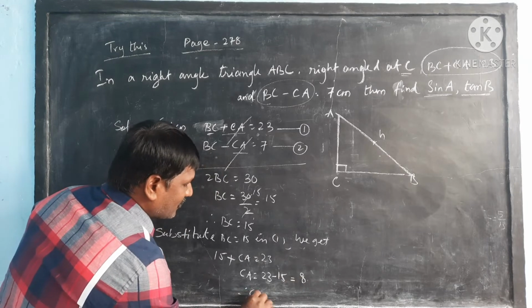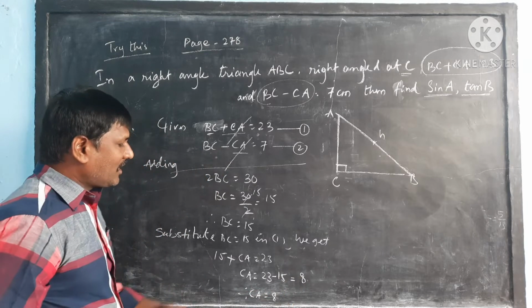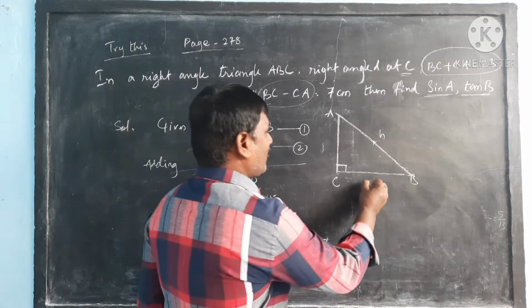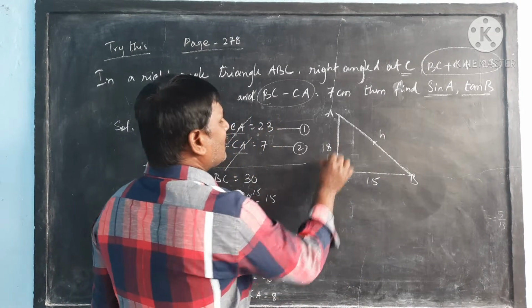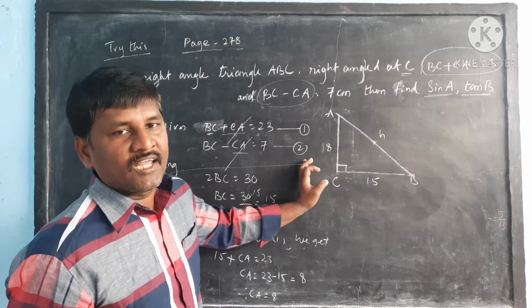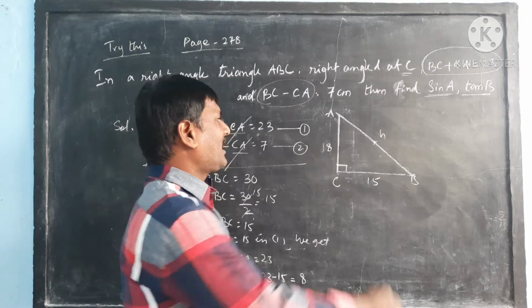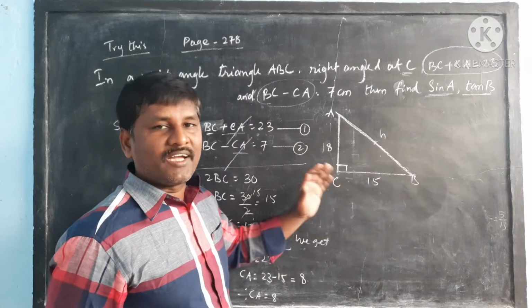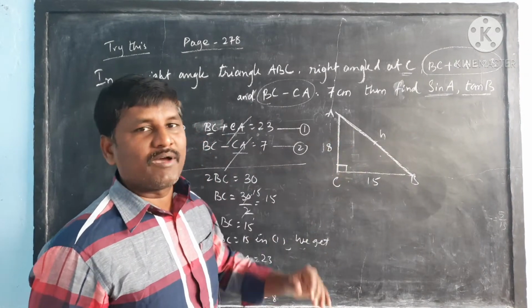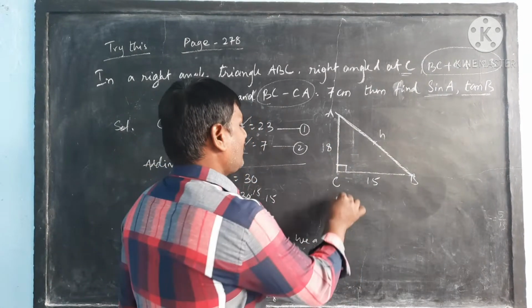Therefore, CA is equal to 8. So the length of BC is equal to 15 and the length of CA is equal to 8. So two sides are found here. The remaining one side is the hypotenuse AB. So we have to find the length of AB by using Pythagoras theorem.